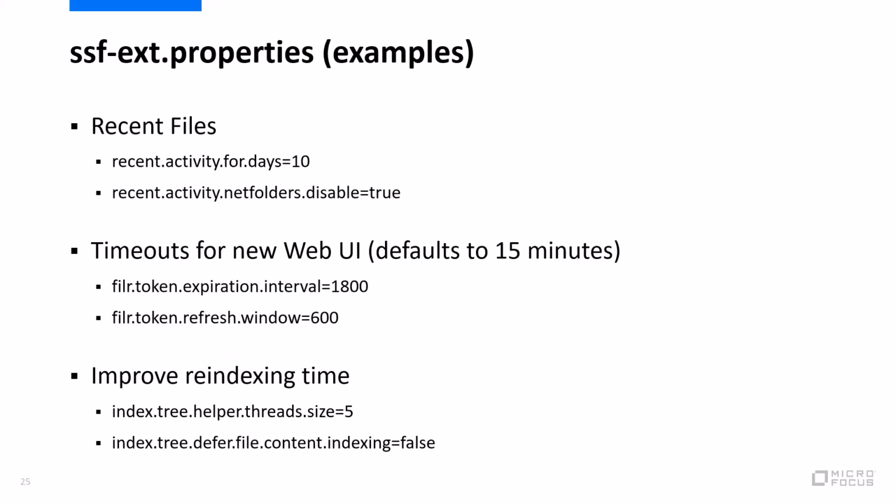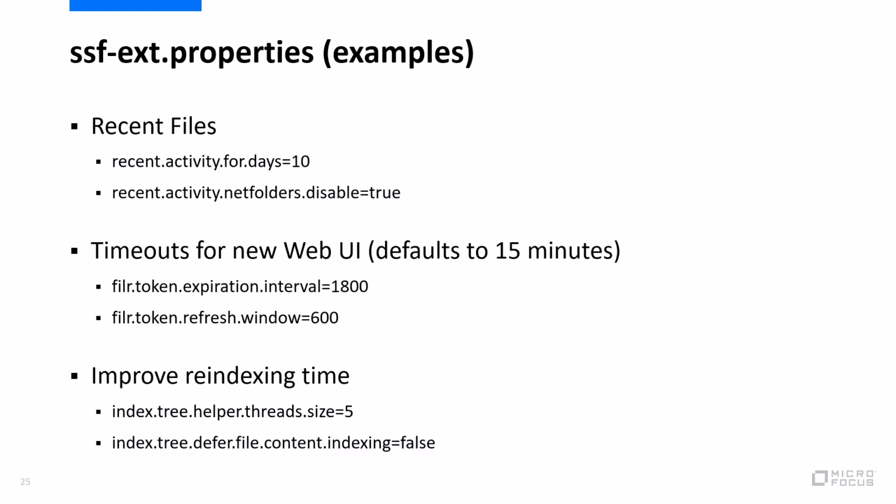Some settings that you can put in there, for instance, you can change how many recent files are being displayed for how many days. And indeed, if you set the activity to -1, that will hide the recent files option totally. If you want to extend the timeout, then you can put in some settings for that. By default, unlike the old web UI that you may be familiar with in the past, which had, I think, a 4-hour timeout, the new UI defaults to 15 minutes. So you may want to think about extending that in the future.